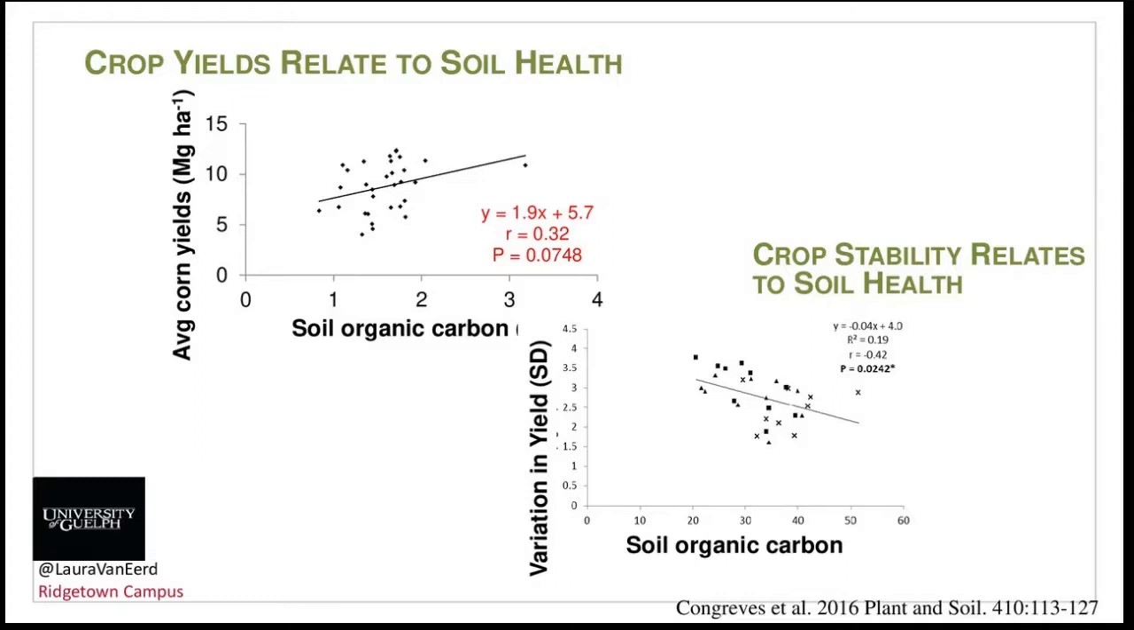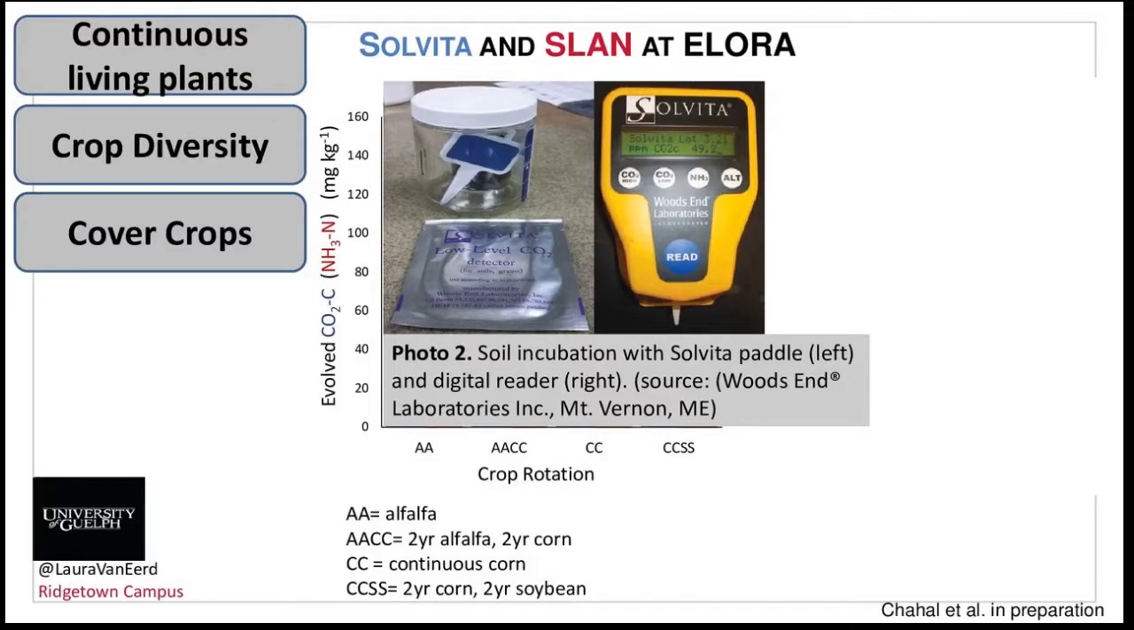So this is at Richtown. Let's look at Elora. So here's data from Elora. You can see at the x-axis, we're going to compare alfalfa, so that's continuously living, to more diverse systems, and then eventually we'll get to winter wheat and with red clover.